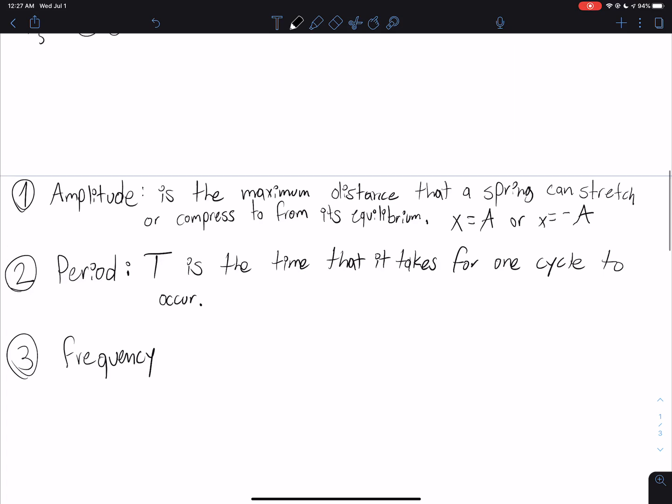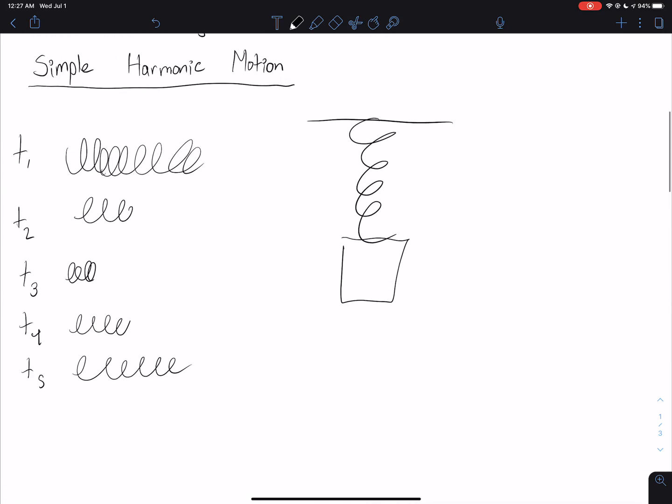So what does this mean? If we look at this, one cycle occurs when you go back to where you started. For example, in this case, we start here, we go to equilibrium, we compress back to equilibrium, and back to where we started. So this is one cycle, so this would be one period.